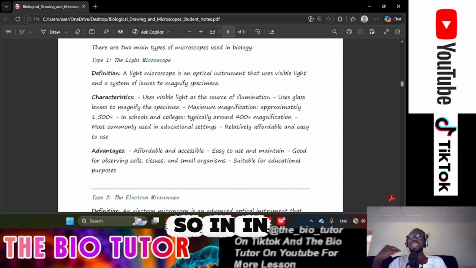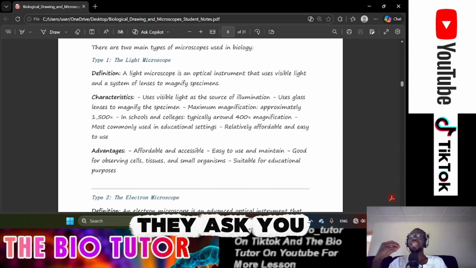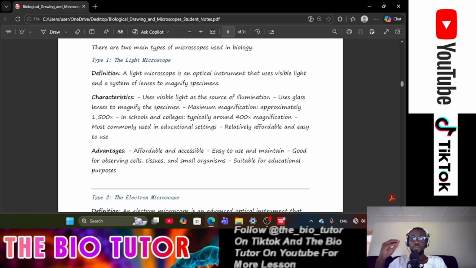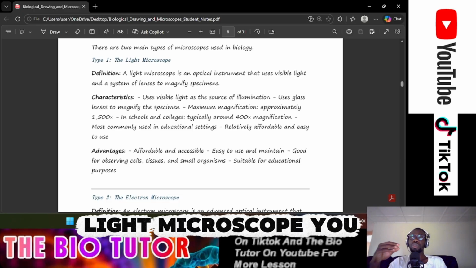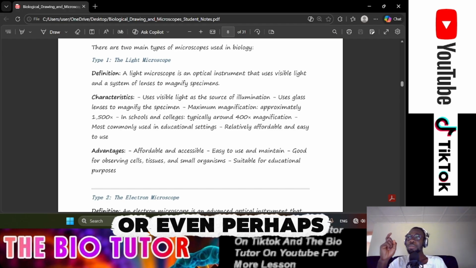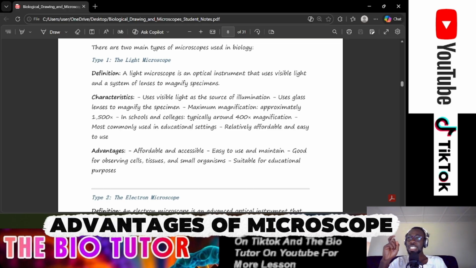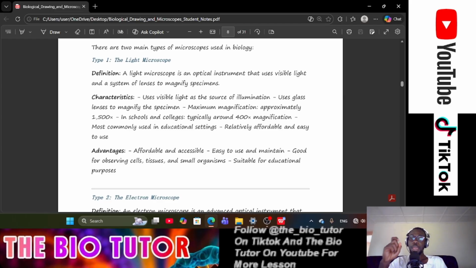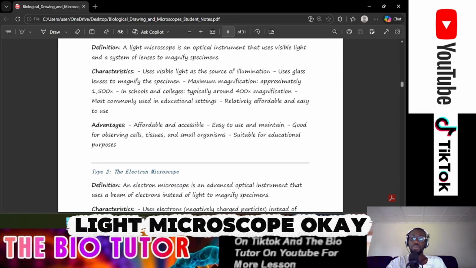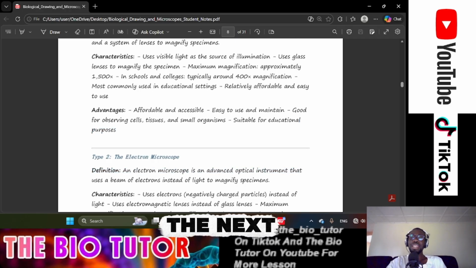So in the exams or in WAEC, they ask you to give the advantages of the light microscope. You can give some of the advantages, or even perhaps they say give advantages of microscope, meaning that you can write some of the advantages of the light microscope. Okay. Let's go to the next type of microscope.